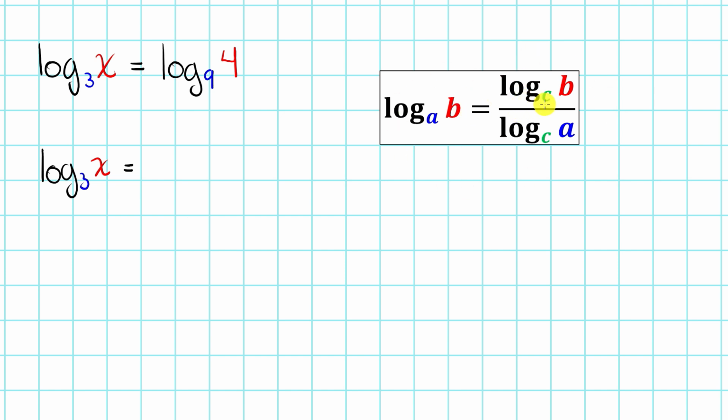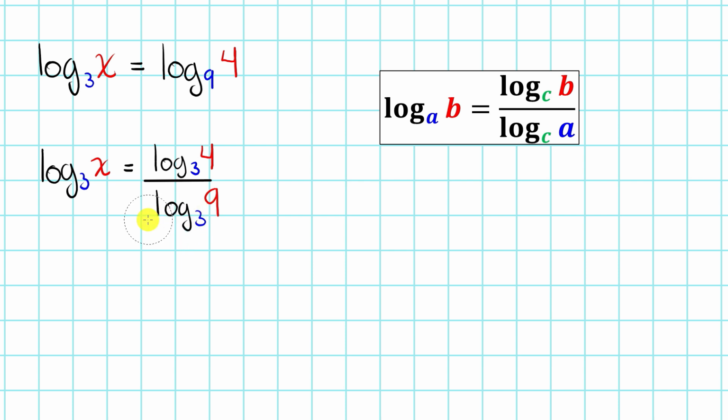This property tells us that we can express a logarithm with a different base as the quotient of two logarithms that already have the new base. In other words, the logarithm with base 9 can be rewritten as the quotient of two logarithms with base 3. The argument of the logarithm in the numerator will be the same as the original logarithm's argument, which in this case is the number 4. Meanwhile, the argument of the logarithm in the denominator will be the base of the original logarithm, which in this case is 9.